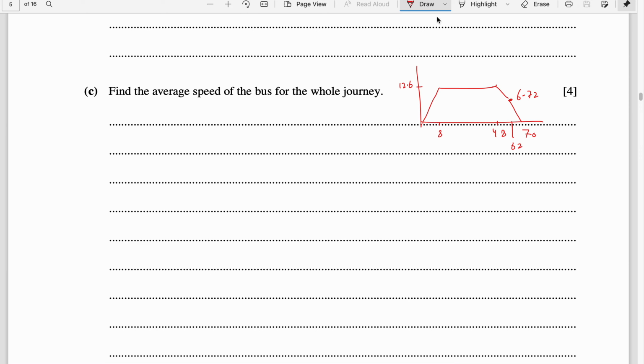So find the average speed. It is total distance over total time. In order to calculate the total distance, I'm splitting this up in 3 regions. This is trapezium, this is again trapezium, last is triangle. So for first trapezium, it is 1 by 2 into sum of parallel sides, which is 48 plus 40, times height, which is 12.6, plus the second trapezium 1 by 2 sum of parallel sides. This height is 12.6, the other height is 6.72, and distance between parallel sides is 14.